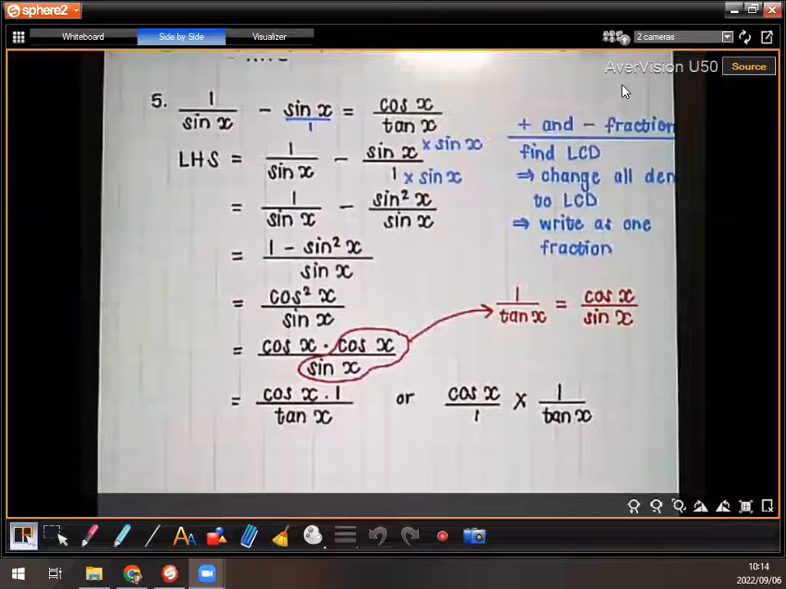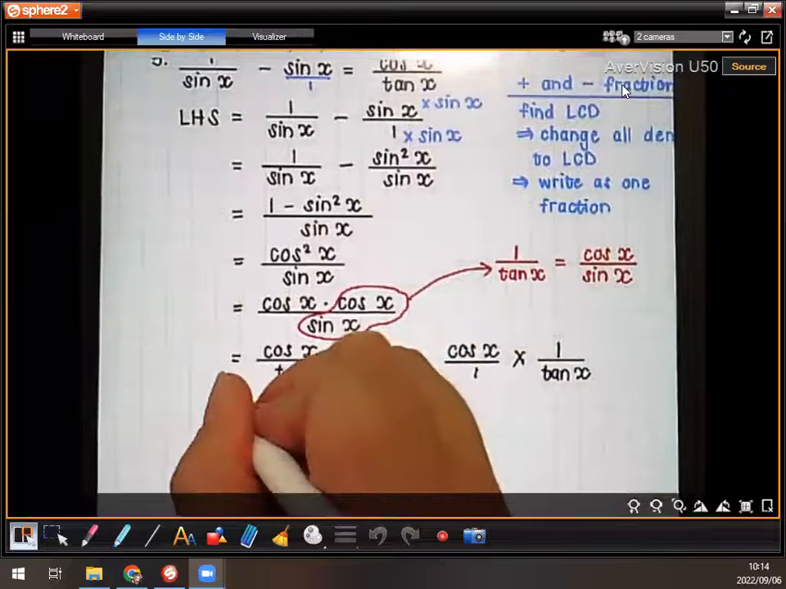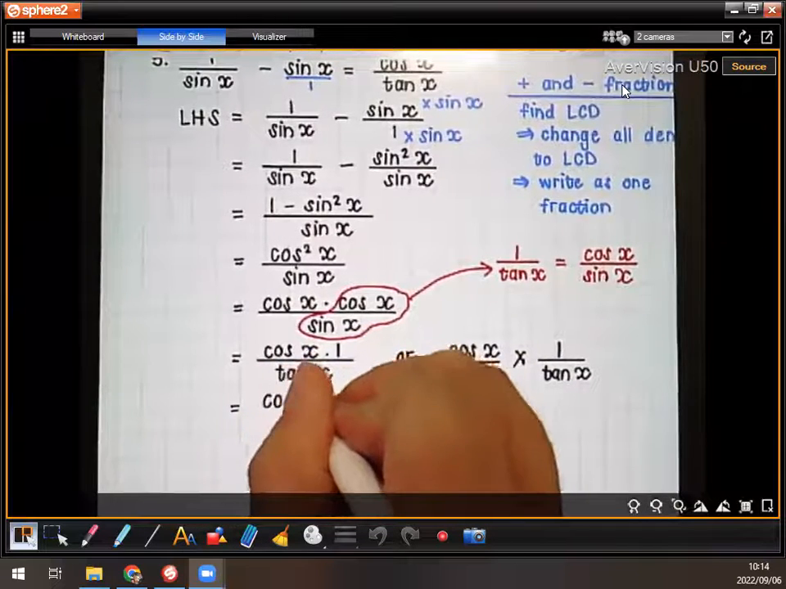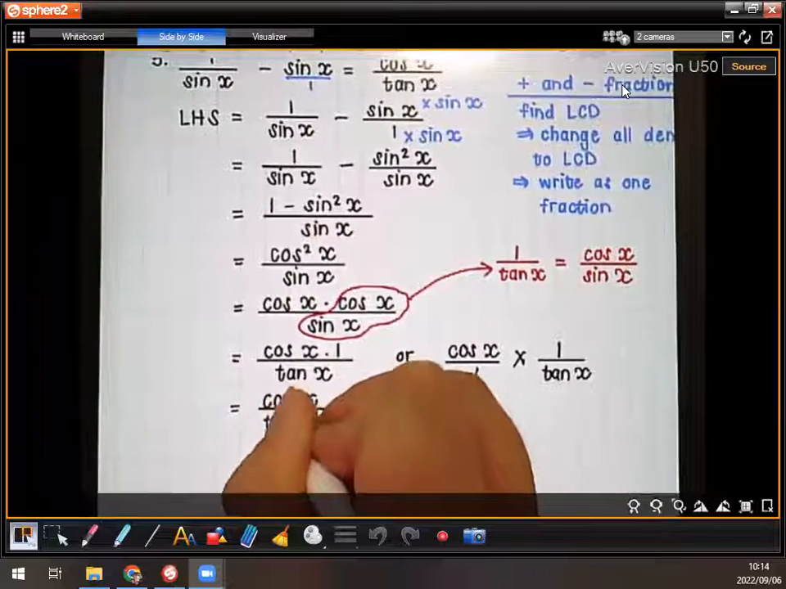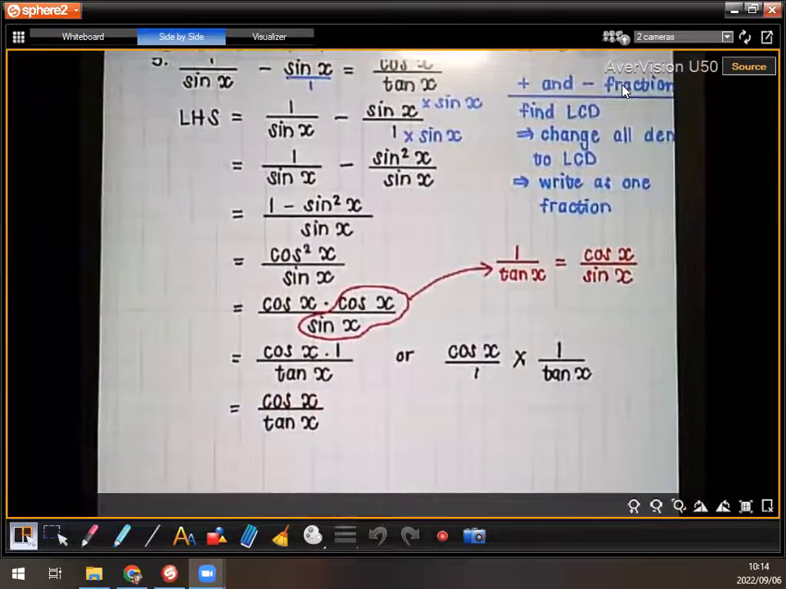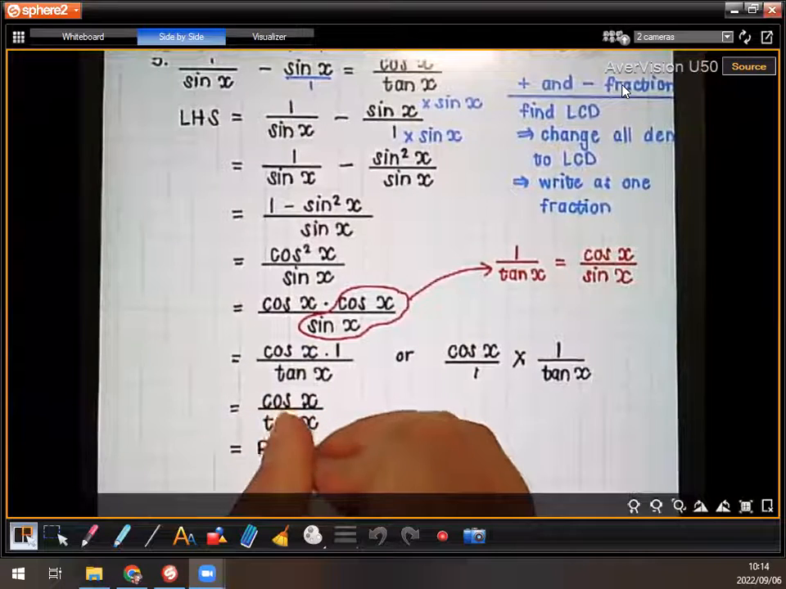Now, if you're looking at either one of these two ways of writing it, we do eventually end up with cos x over tan, which is what we have on the right hand side.